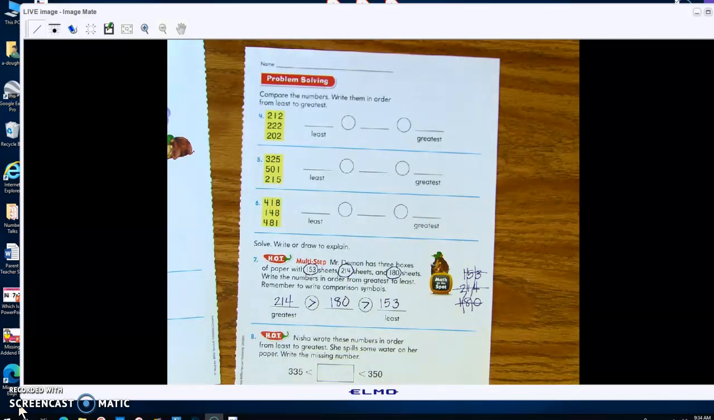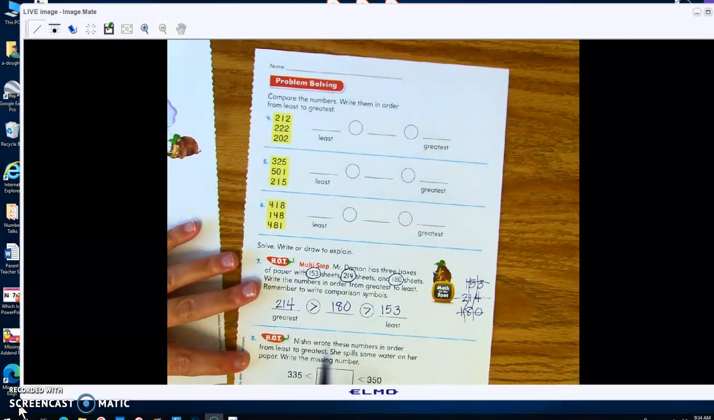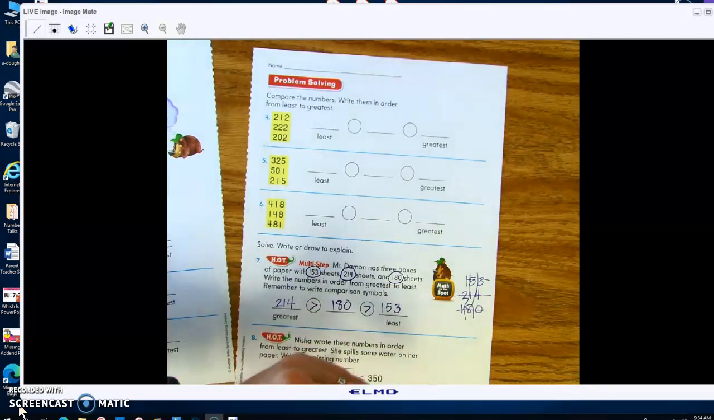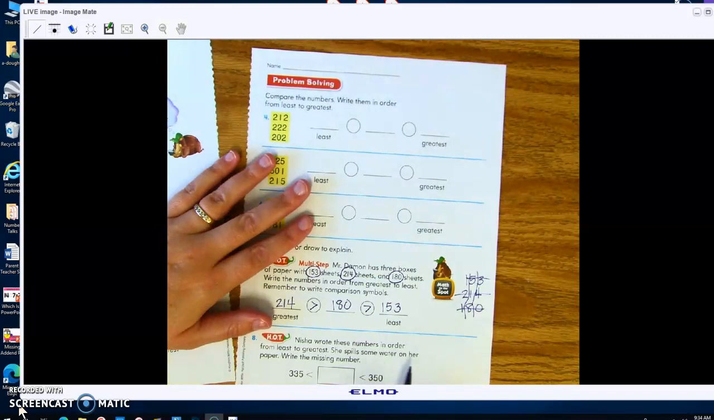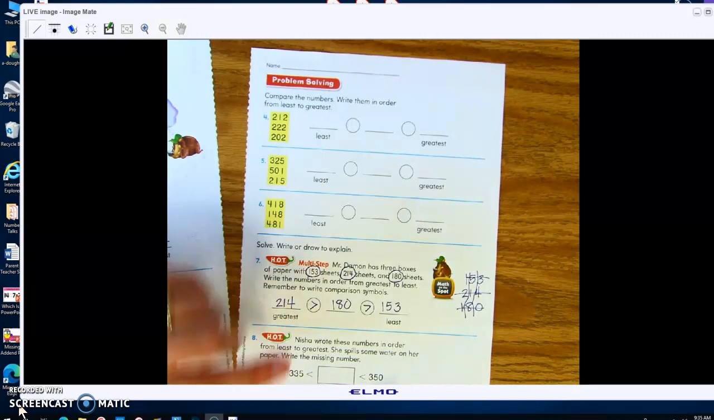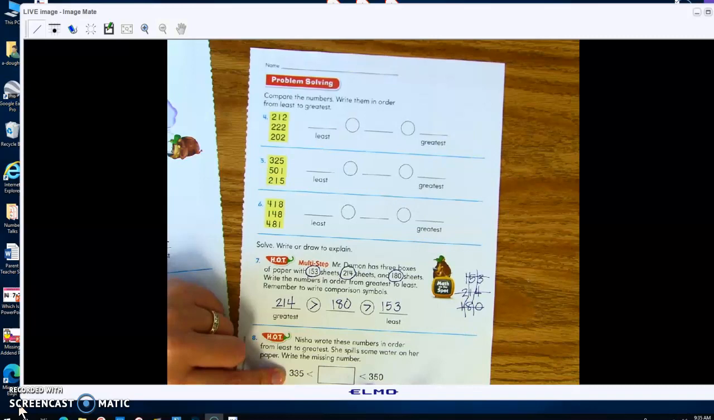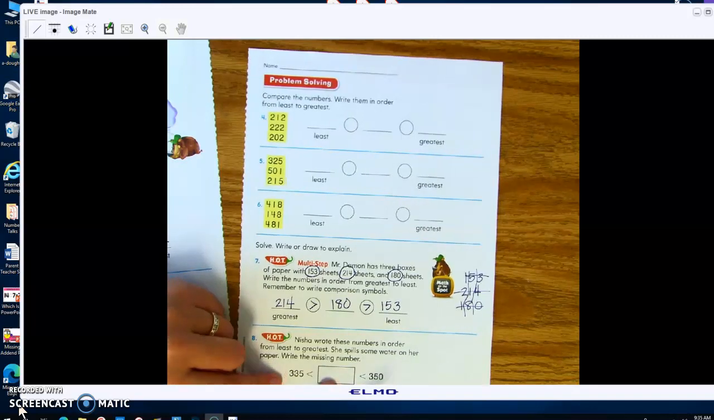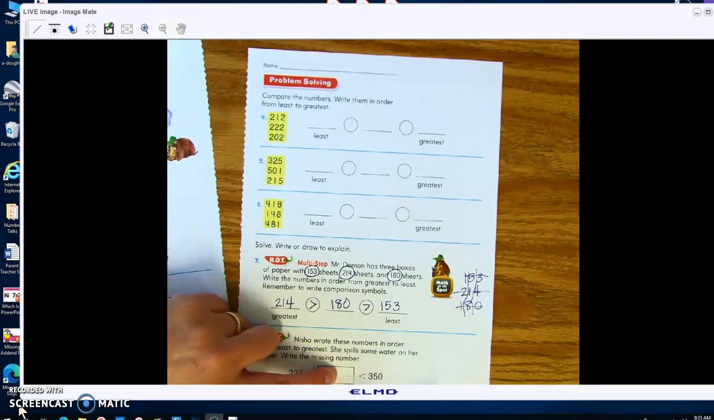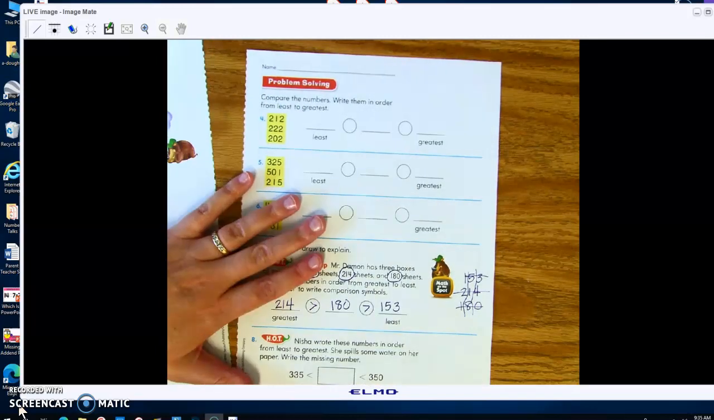All right, Nisha wrote these numbers in order from least to greatest. So she started with the smallest number. Alligator's eating the last one. She spilled some water on her paper, so she's missing the middle number. So this middle number has to be bigger than 335, but it has to be smaller than 350. So we got to put our thinking caps on. Write a number in the middle. You decide that is bigger than 335, because the alligator wants to eat it, but smaller than 350. It's got to be a 3-digit number.